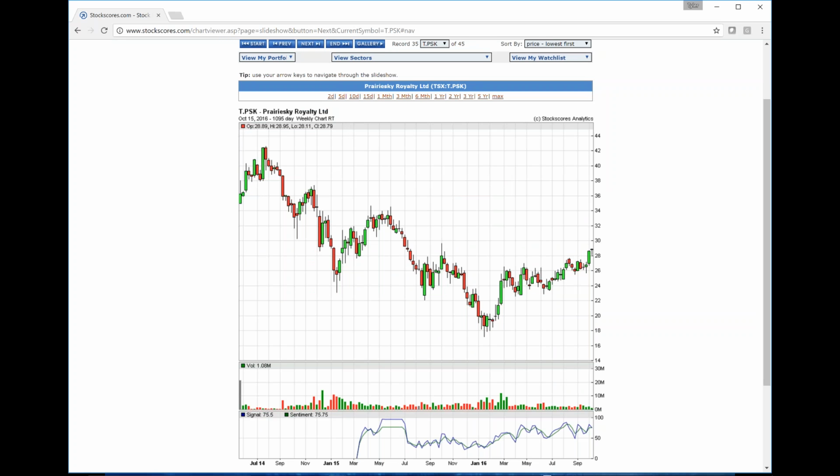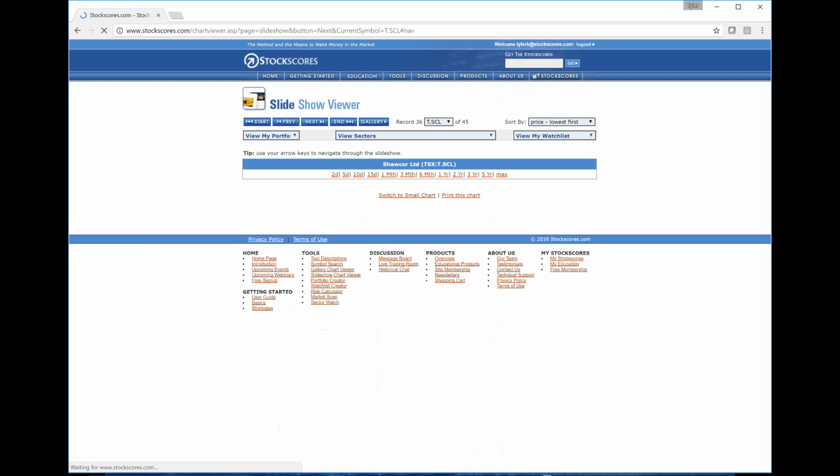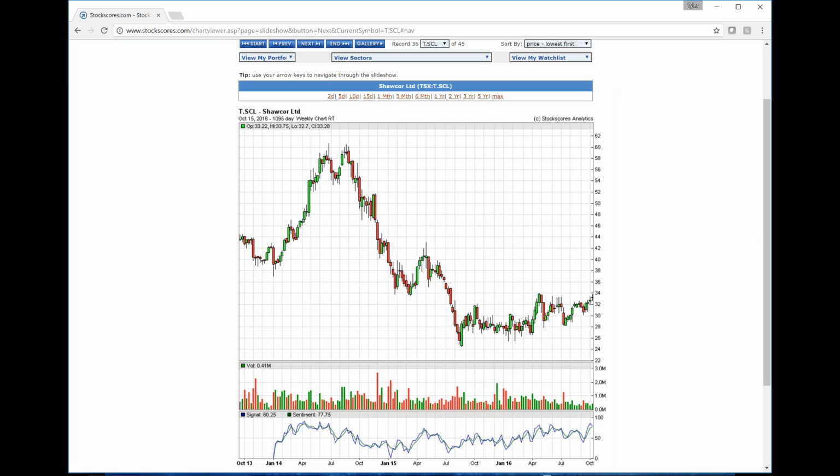All right, Prairie Sky, this is a stock I featured in the weekly newsletter last week, doing this exact same process. And it's got the great pattern. The only thing missing on Prairie Sky was a little bit of volume shortfall. But other than that, I like this one to hold for the next little while. Pays a decent yield as well.